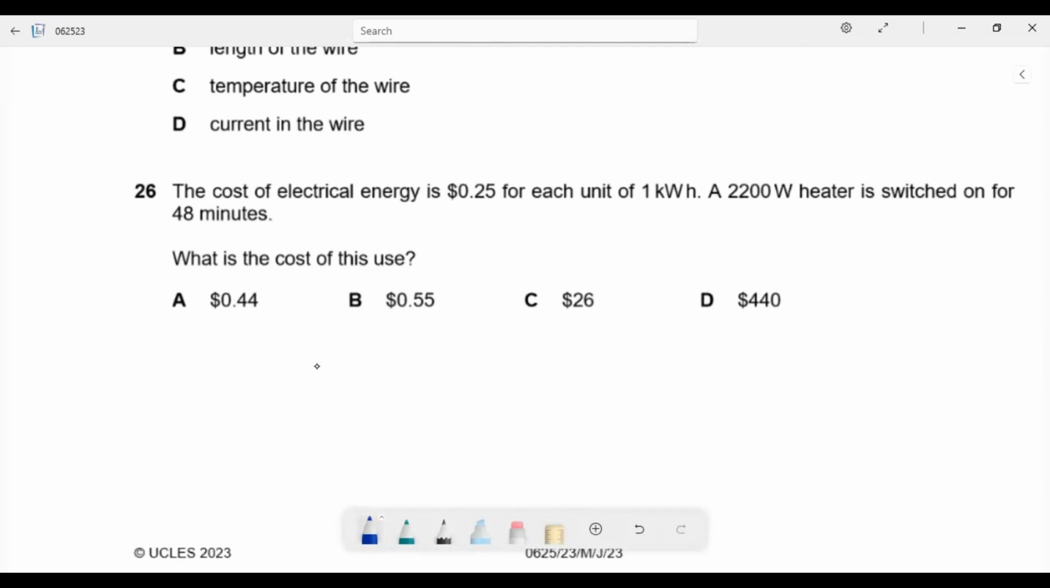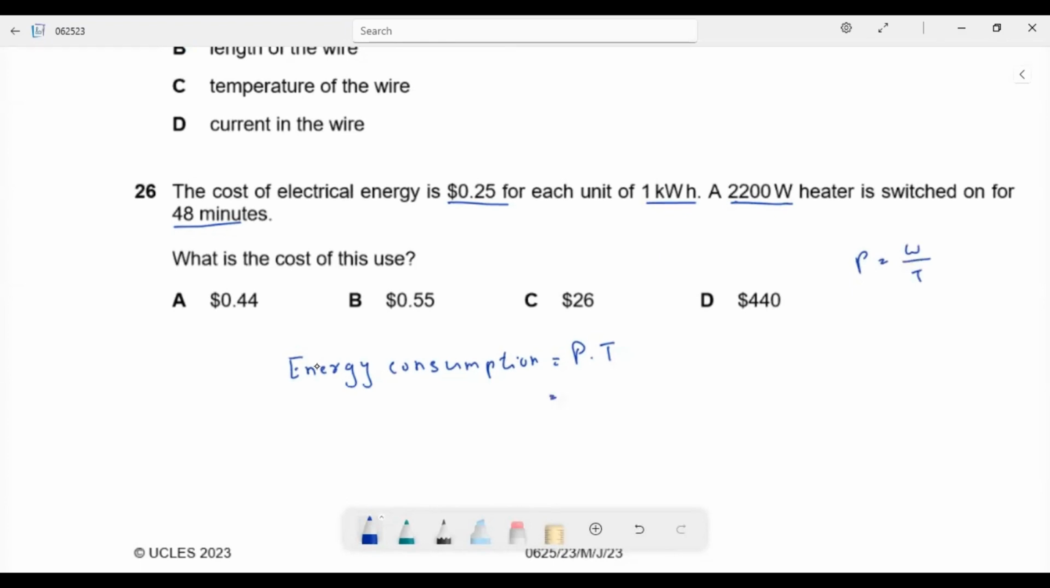The cost of electrical energy is $0.25 for each unit of 1 kilowatt hour. A 2200 watt heater is switched on for 48 minutes. What is the cost of this use? So the energy consumption is what is asked. That is the power into time. We know power can be written as work done by time. So work done, that is the energy consumption, is equal to power into time.